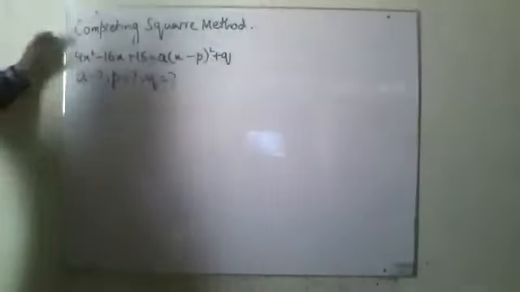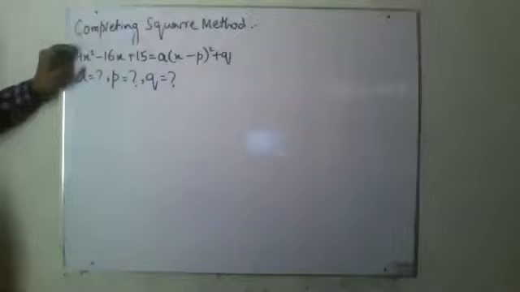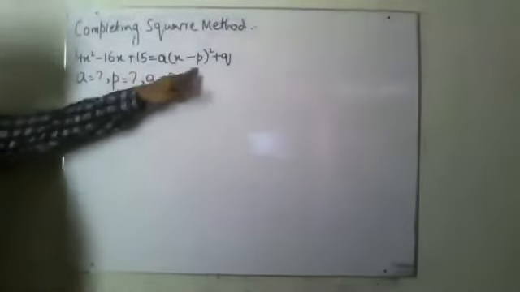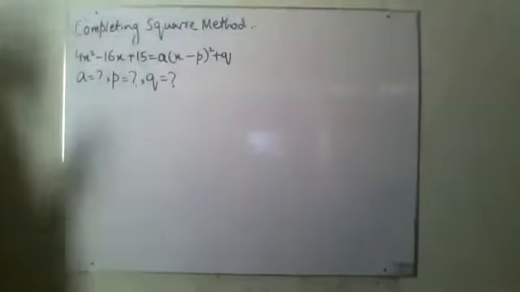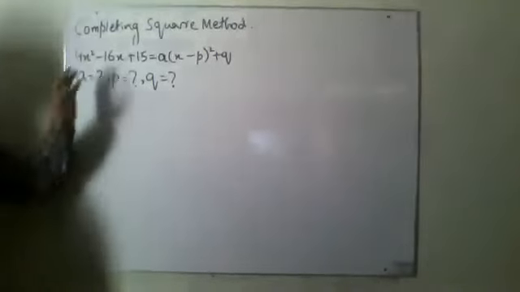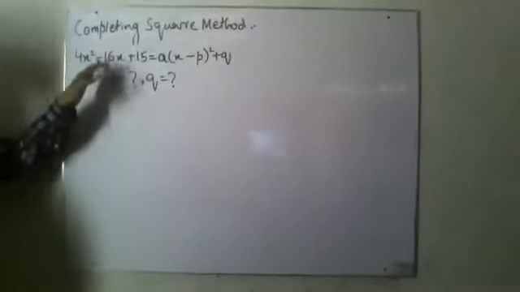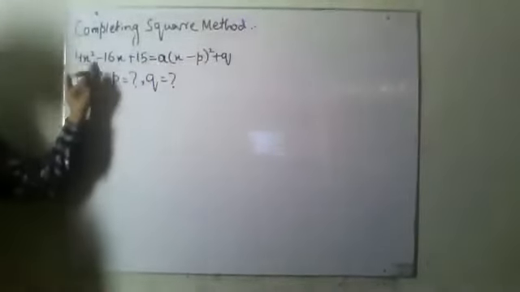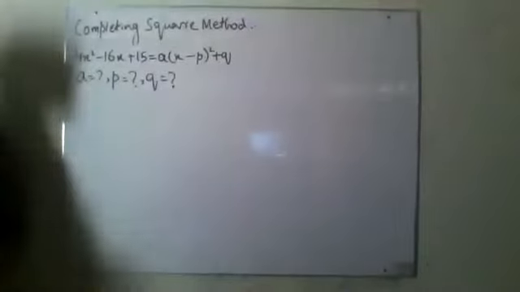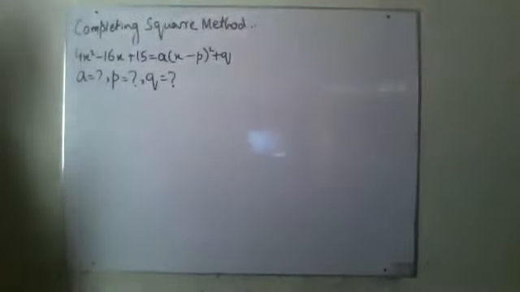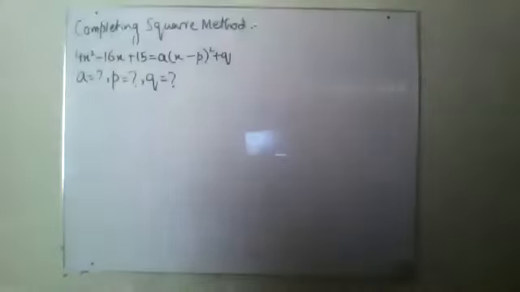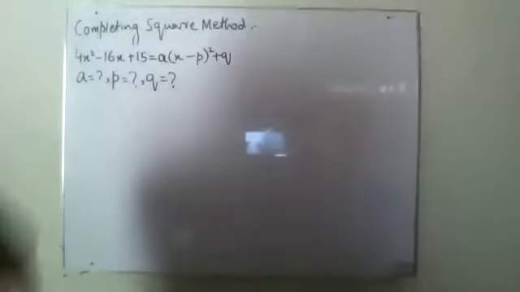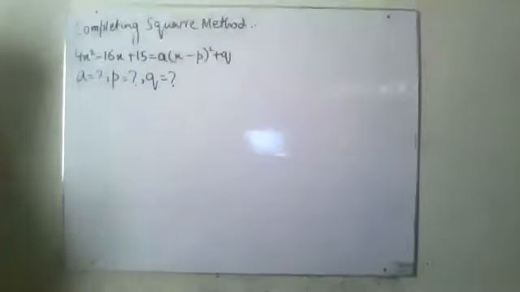Now I can see that this thing is equals to this. And this is the general form of completing square method. So I have to shift this thing also into this form. Once I have got this, then I will start comparing, and I will get all the values of a, p and q over here.